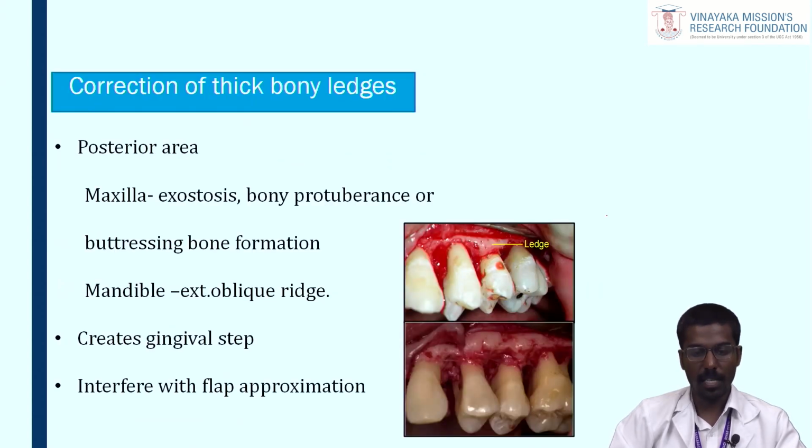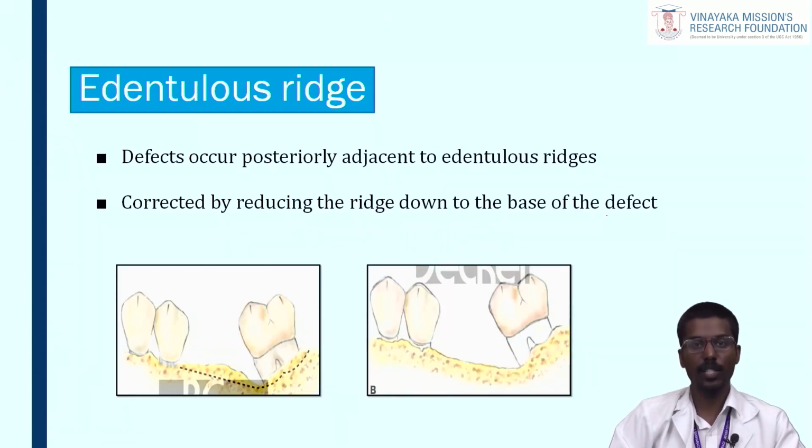Now, the correction of the thick bony ledges. In the posterior areas, what can be seen is that in the maxilla, exostosis can be there, bony protuberances or buttressing bone formations can be there. In the mandible, there can be bulging at the external oblique ridge. If we do not treat this, it is going to create a gingival step, which we do not want. So, we can create a proper bone by doing the resective osseous surgery, which provides a sound base for the gingiva to adapt. Next is the edentulous ridges.